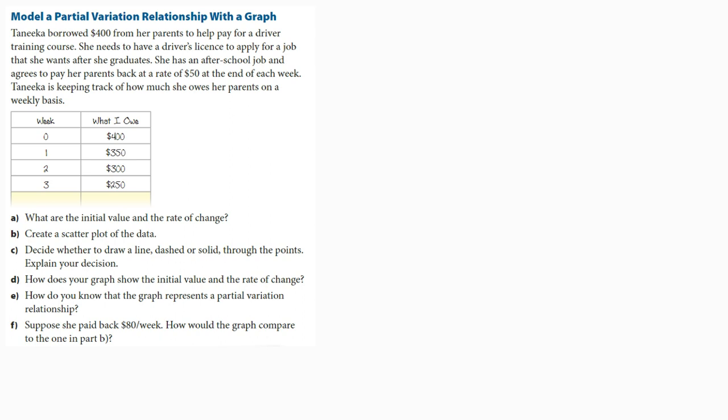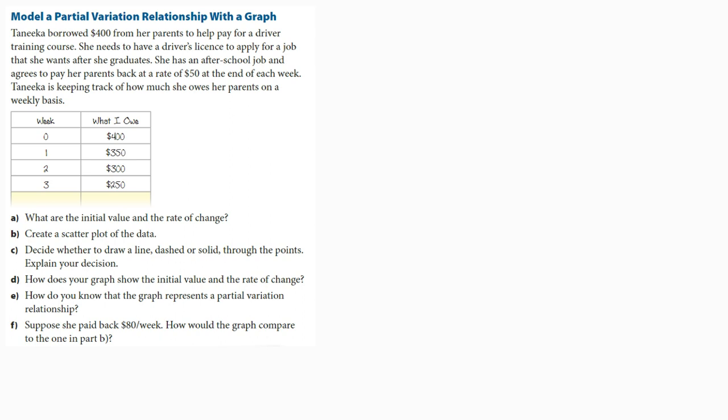Tanika is keeping track of how much she owes her parents on a weekly basis. So at the beginning, at week 0, she owes the total $400. And then every week after that, she's paying $50. So there's $50 coming off of that each time. So what are the initial value and the rate of change?